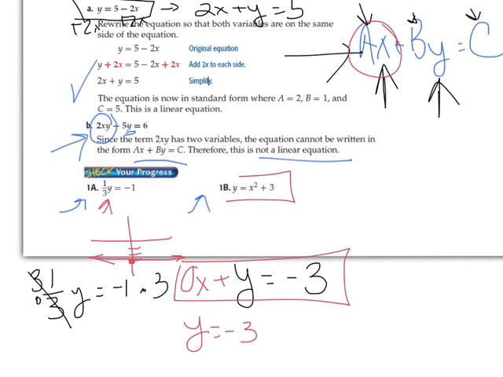However, if we were to look at this next example, we have x squared. There's no way for me to rearrange this so that it would be in the form ax plus by equals c. The most I could do is get -x squared plus y equals 3, but I still have that x squared. If I were to square root everything, I would then get the square root of y, which would still not be in standard form. Therefore, this is not a linear equation.